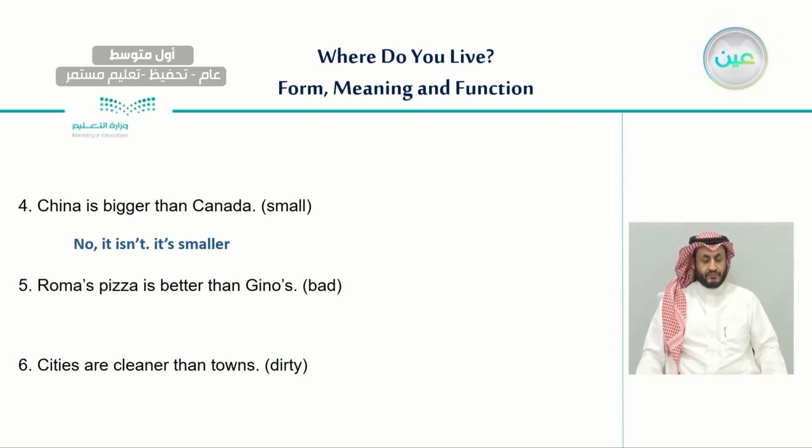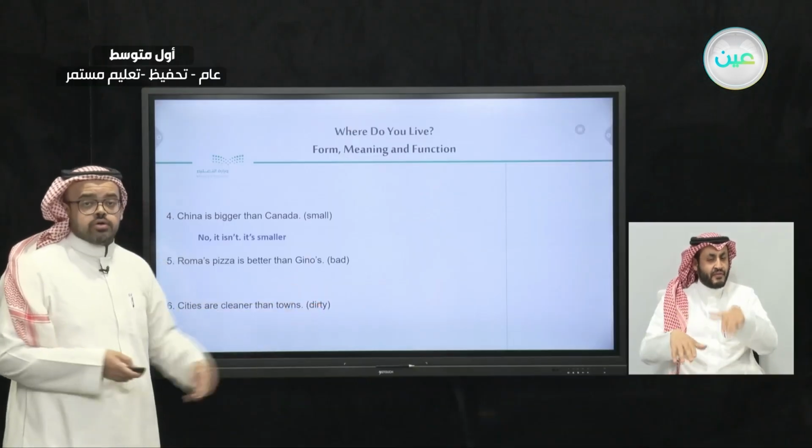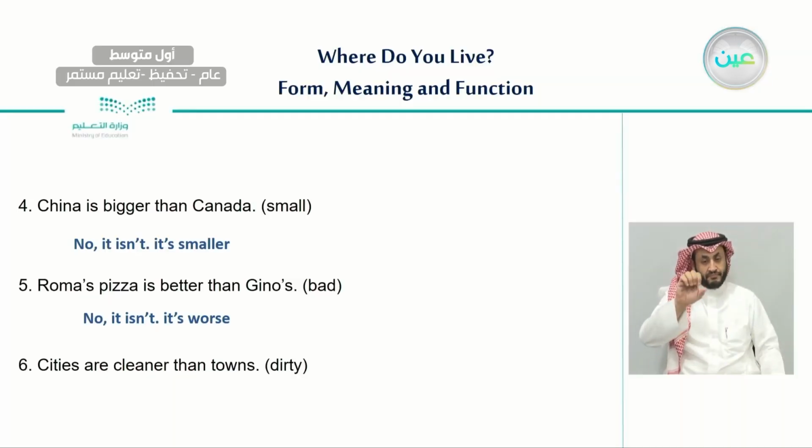Roma's pizza is better than Gino's. And here, instead of saying better, we want to use the adjective bad. What is the comparative form of bad? Very good. It is worse. So we would say, no, it is not. It is worse. The last one.